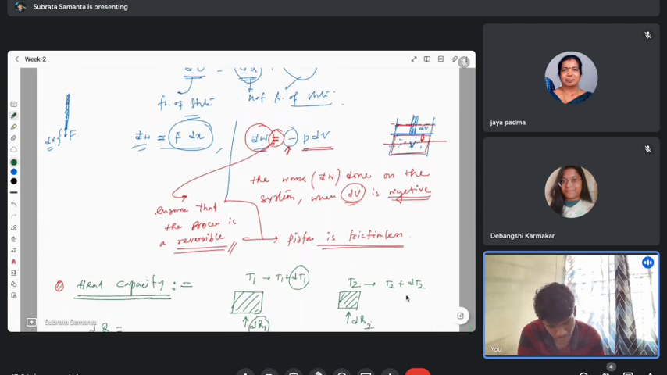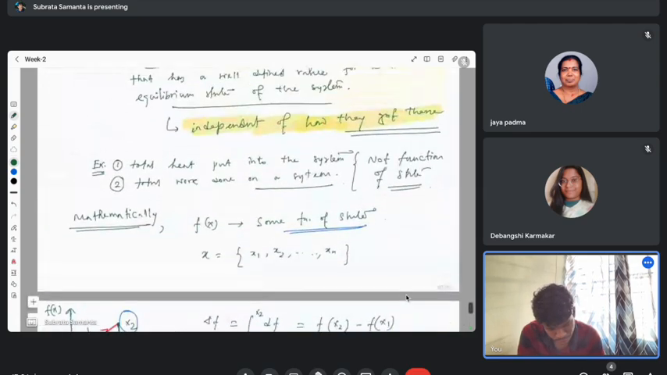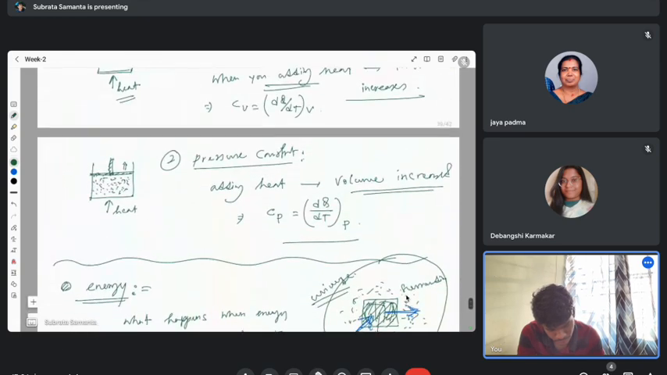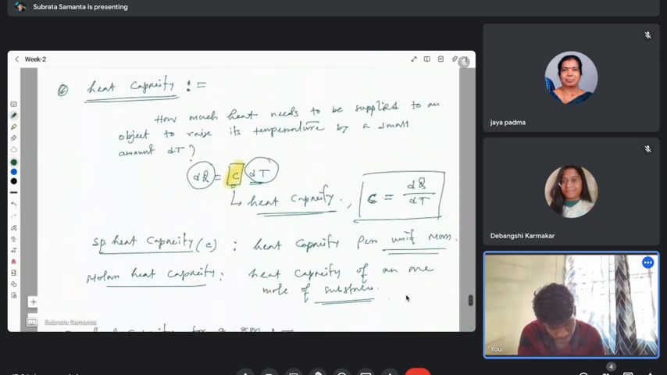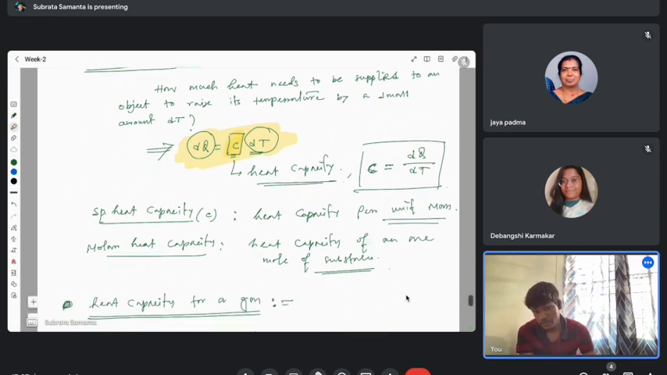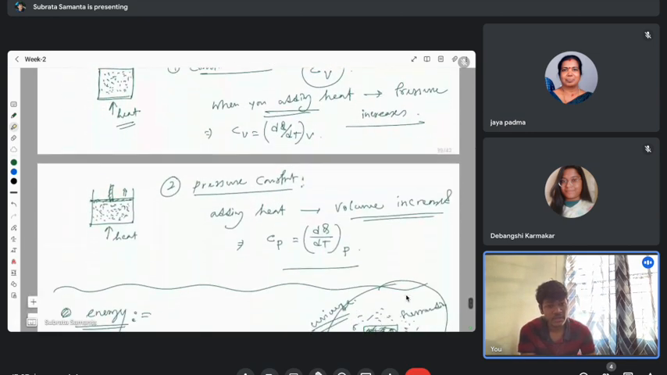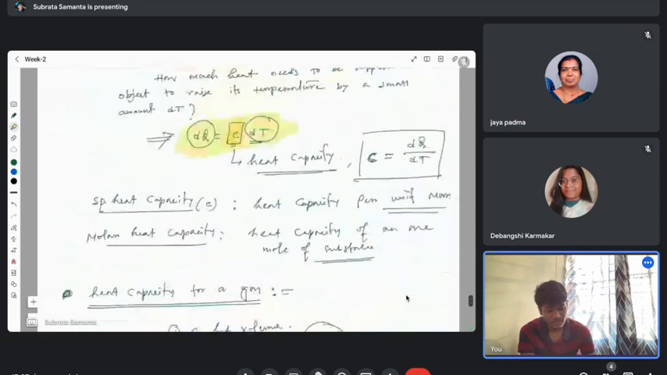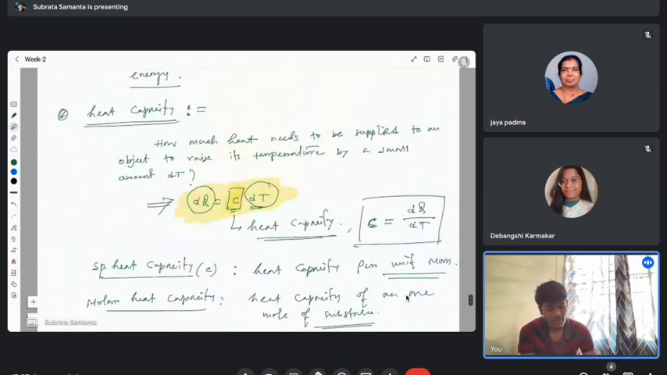So go back to this point. This is the definition of the heat capacity, right? dQ is C dT. This proportionality constant is actually the heat capacity. Just to recall, how much heat needs to be supplied to an object to raise its temperature by a small amount dT, that is the definition of the heat capacity.